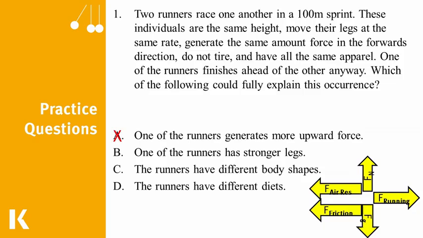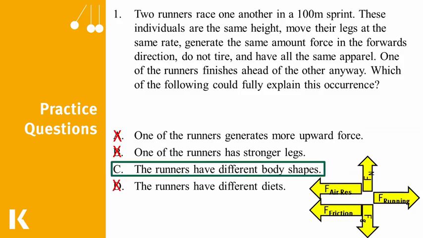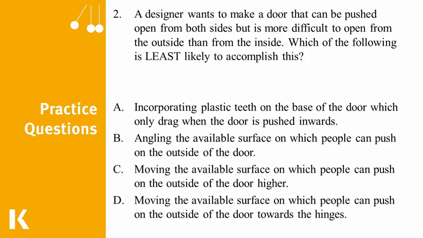The same stipulation renders B wrong as well, since they both generate the same amount of force when running, regardless of who has stronger legs. If the runners have different body shapes, however, they will experience different levels of air resistance, meaning one of them will accelerate more quickly. C is a good explanation, while D again is irrelevant in this scenario. So C is our correct answer. Give question number 2 a shot.